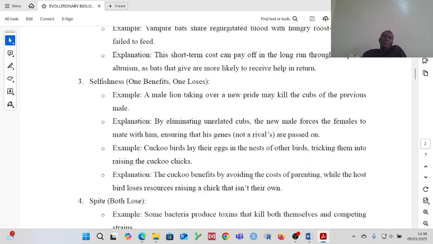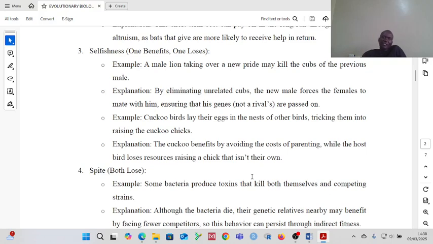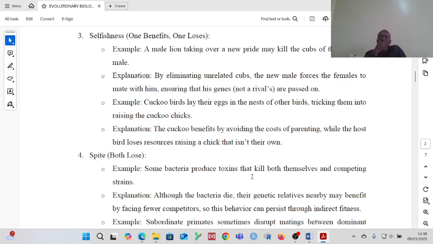The next type of social interaction is selfishness. In selfishness, these are types of social interaction where one is benefiting and the other is losing. These are interactions between organisms, and as that interaction happens, one organism is benefiting, the other organism is losing. So that is selfishness. One benefits, one loses.